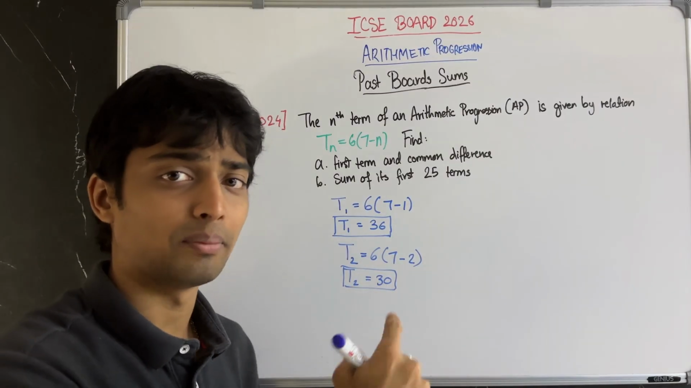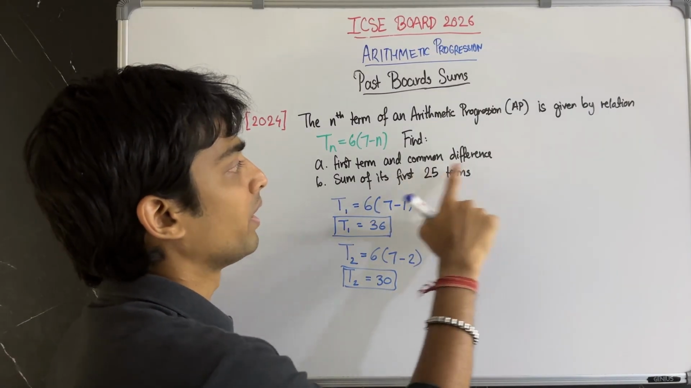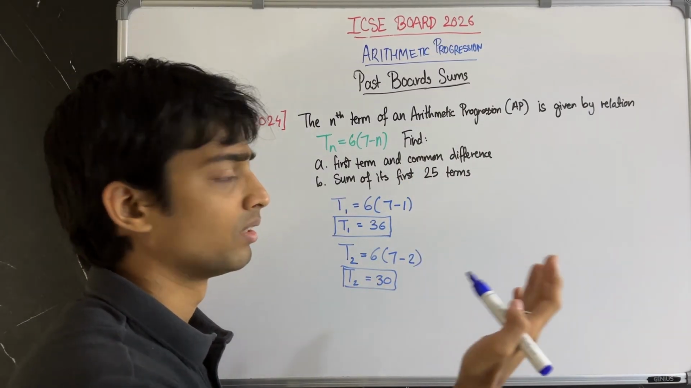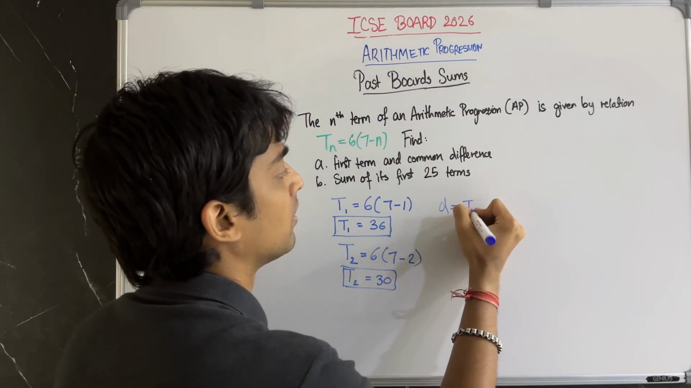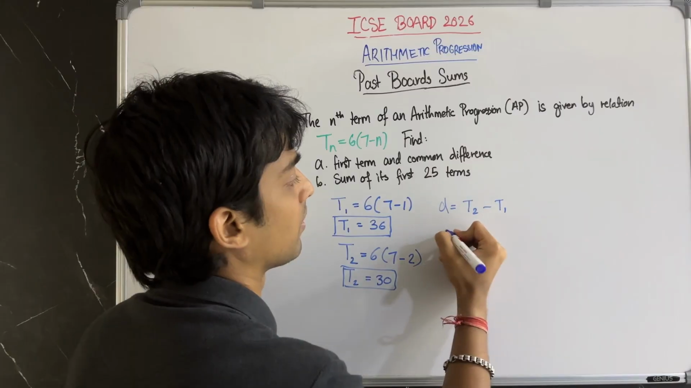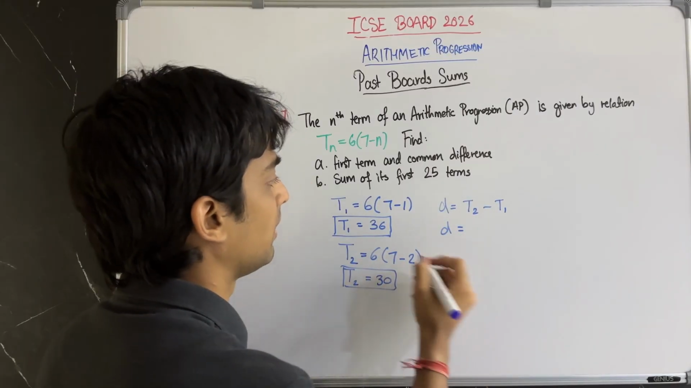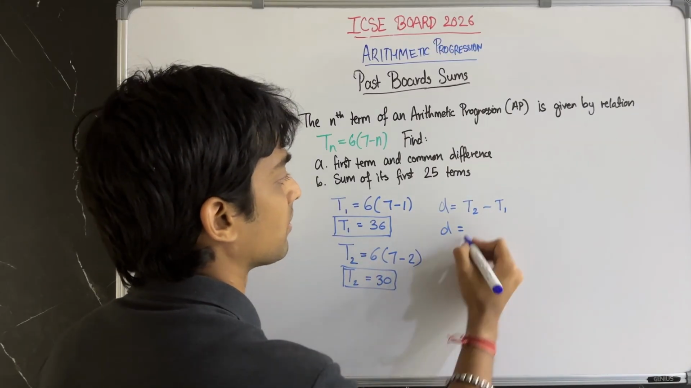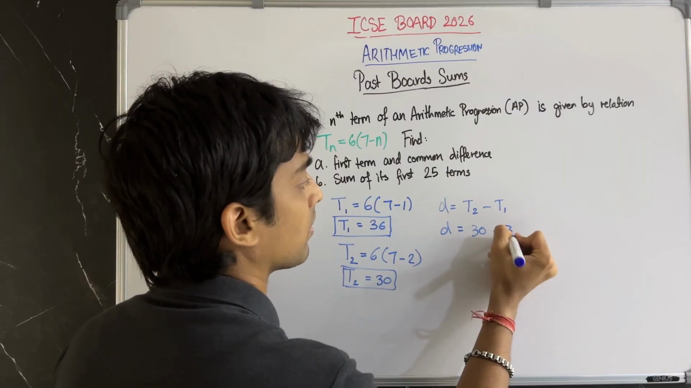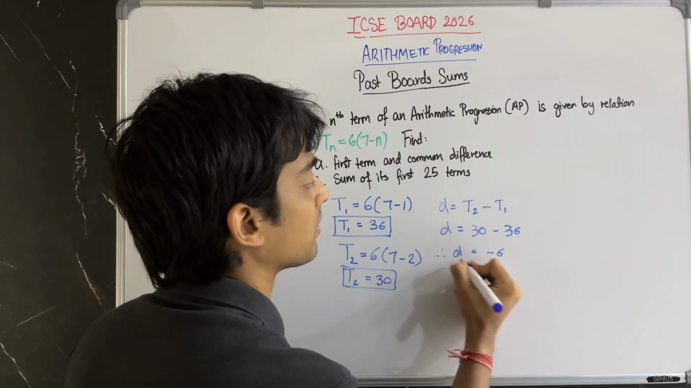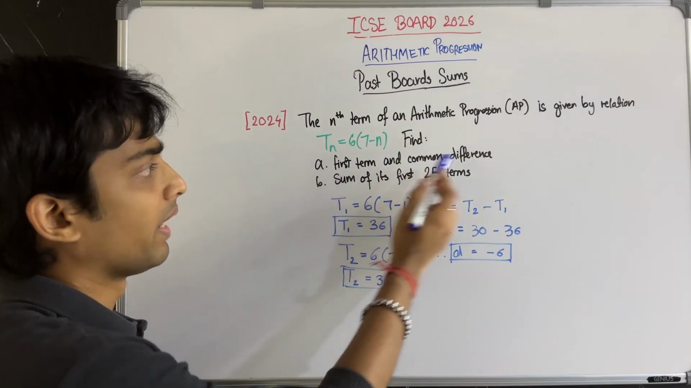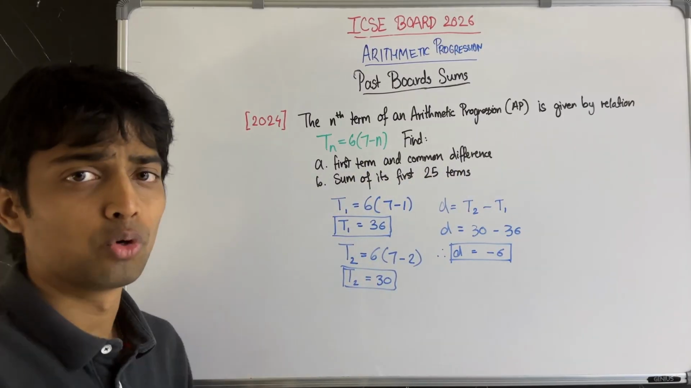Now we have the first term and the second term. The common difference will be just the subtraction. So second term minus first term. So d will be T2 minus T1. Therefore d will be 30 minus 36. Therefore d equal to minus 6. So we have found the first term and the common difference. Let's move on to B.